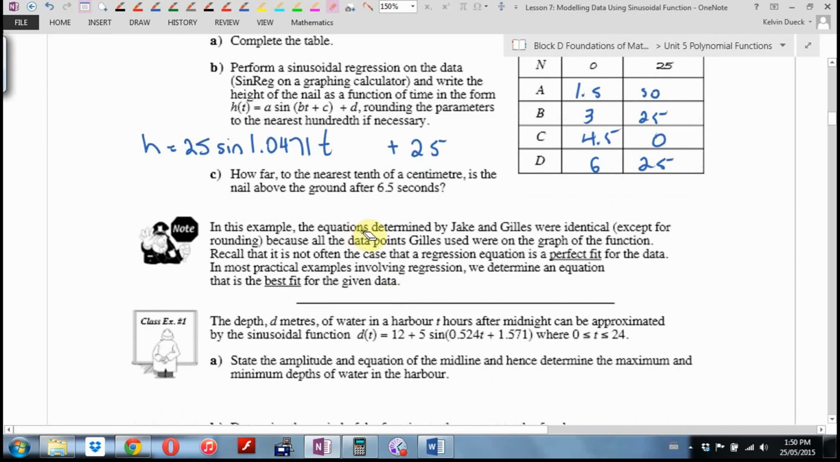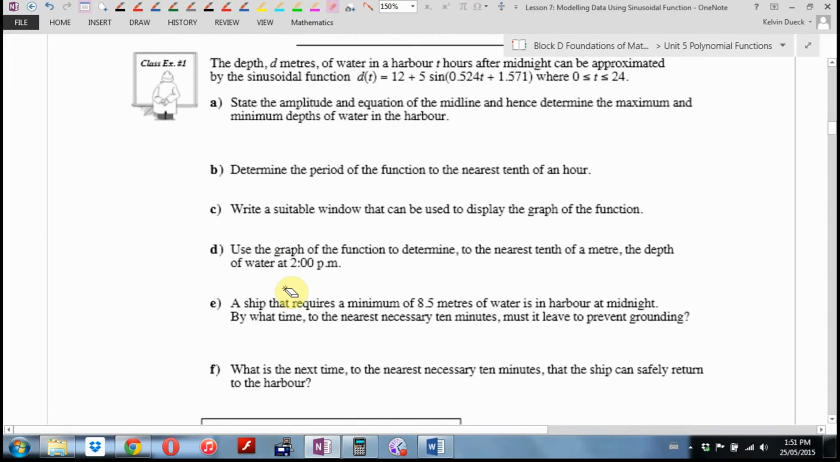In this example, the equations were identical because all the data points were on the graph. It gave us a perfect fit. In real life, little note, we're going to get a best fit. We're going to have a little bit of noise. Example 1.